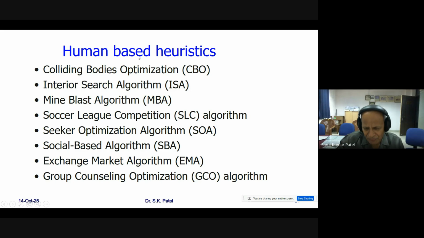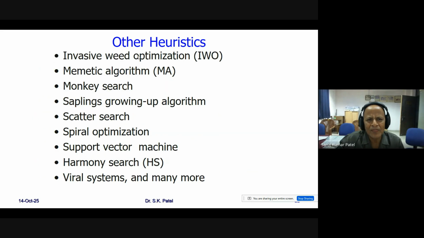This slide shows that. Then the last category is other heuristics: invasive weed optimization, memetic algorithm, monkey search, sapling growing algorithm. So these are just to know the names. Today's class is not meant to teach all of these. I am just giving you an overview of what the non-traditional optimization techniques are.